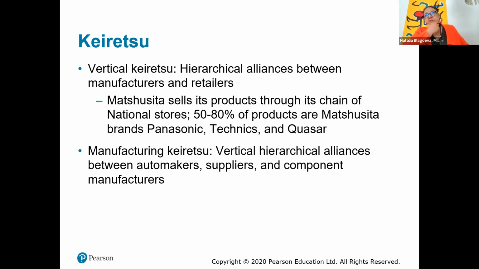There are also vertical keiretsu. So this would be an alliance between, for example, manufacturers and retailers, or manufacturers and suppliers. Again, they could be the difference between small success and major success.